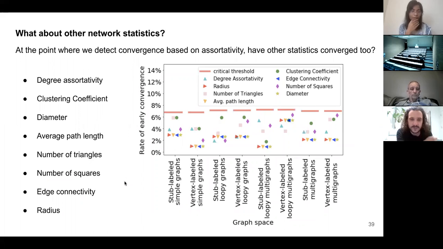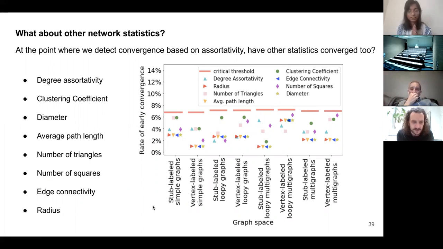I have an issue understanding how to read this graph. Could you just explain a bit how to read it, and why, when degree assortativity has detected convergence, the others did too? And what is the difference in height? What does the y-axis mean?